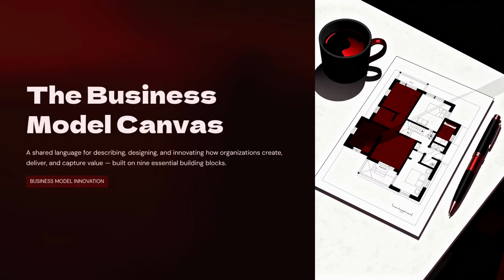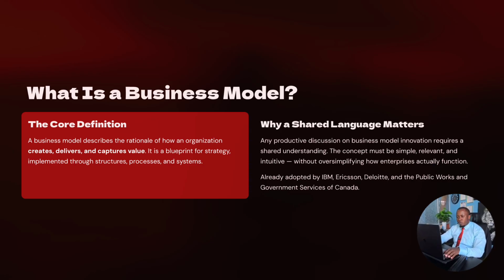Now, welcome to chapter one of the business model canvas. Here, we'll clearly have a definition of the business model canvas and look at the different building blocks related to the business model canvas. So, here's the core definition of the business model. A business model describes the rationale of how an organization creates, delivers, and captures value. It is a blueprint for strategy implemented through structures, processes, and systems.